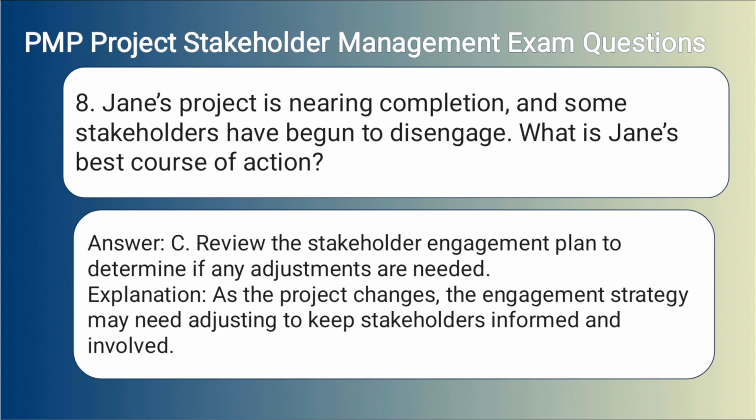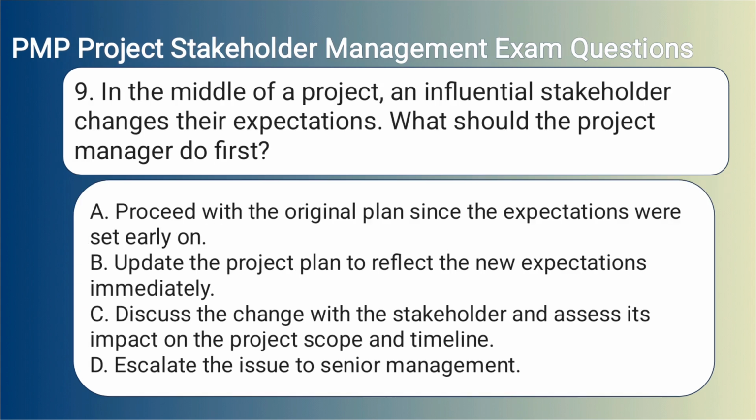Answer: C. Review the stakeholder engagement plan to determine if any adjustments are needed. Explanation: As the project changes, the engagement strategy may need adjusting to keep stakeholders informed and involved.